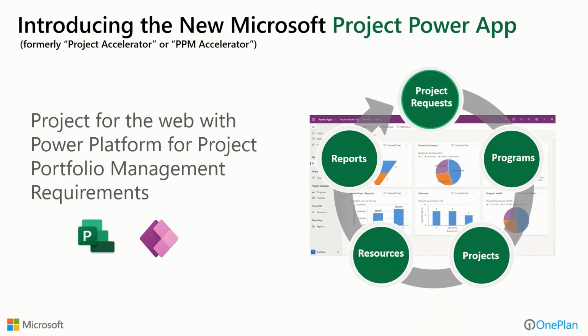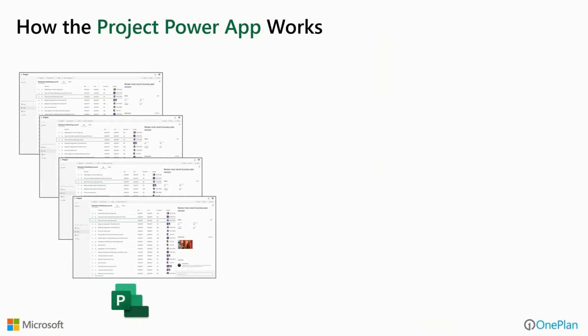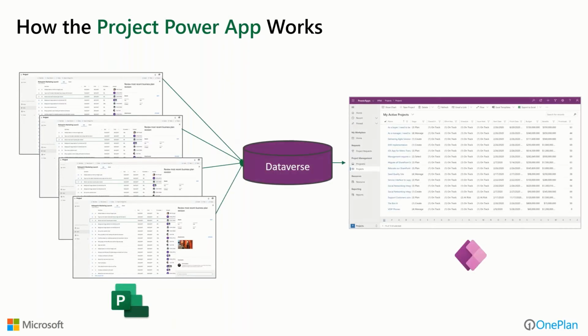So these are the basic things provided in the base Power App for project that Microsoft is providing. So how does this work? Well, think about people using the new modern project for the web, and there's an illustration here on the left of a number of different project plans that have been created. Instead of them being stored on a desktop or in different repositories, all of these natively get stored in that Dataverse repository that we talked about on the back end of the Power Platform.